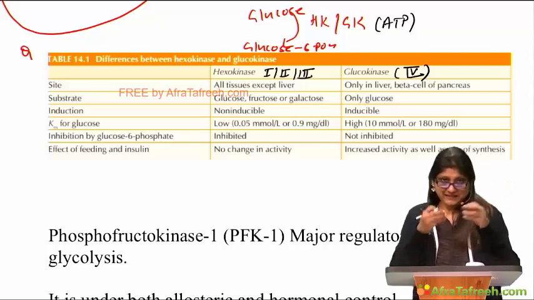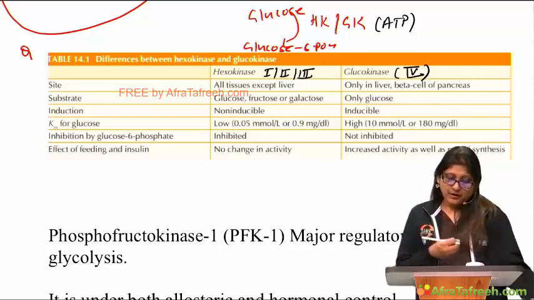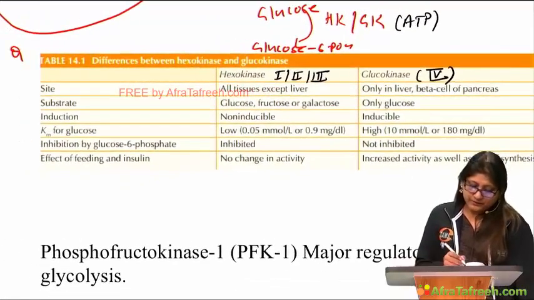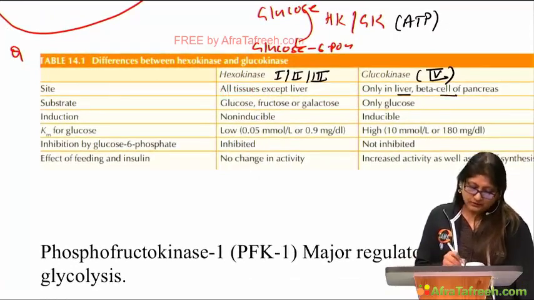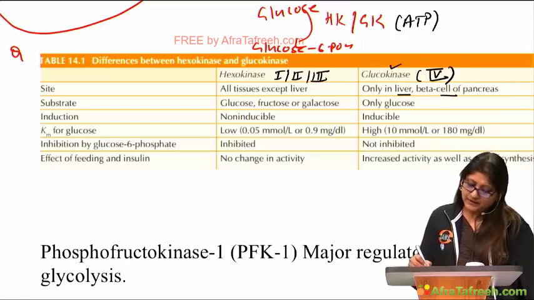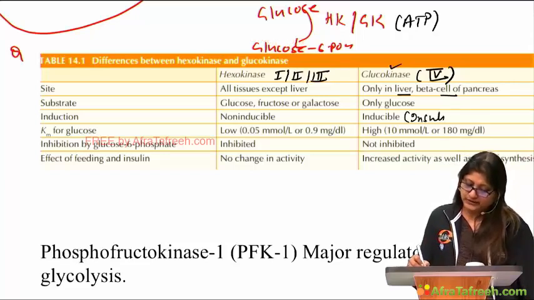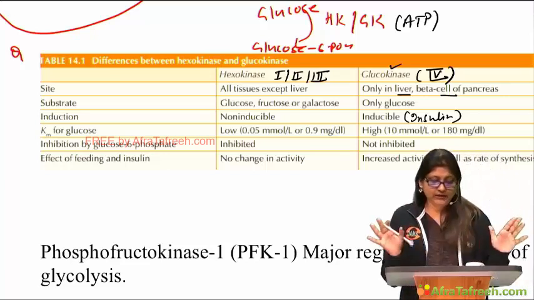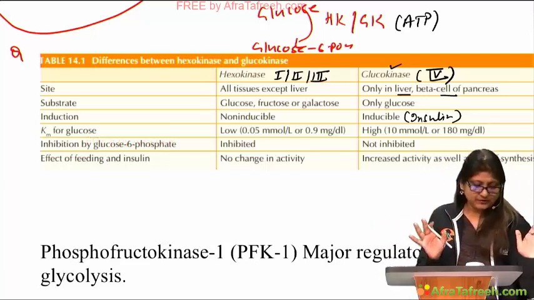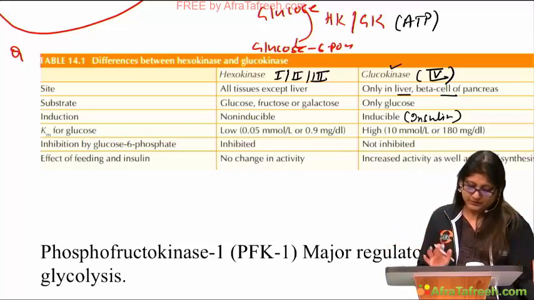That is the reason it is catalyzing the same reaction. But when you talk about distribution, glucokinase is found in liver and beta cell, and in other places you find other isoenzymes of hexokinase. Glucokinase is induced in the presence of insulin, that you must know. And hexokinase is always there in the cell. It is not inducible, right? It is not inducible. Now, Km for glucose, a very, very important point.